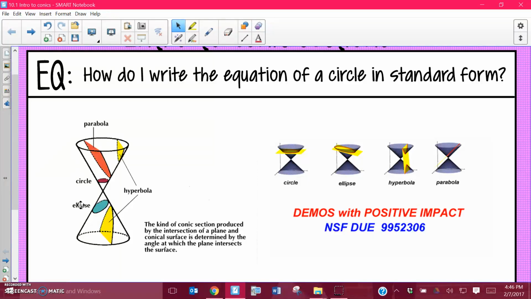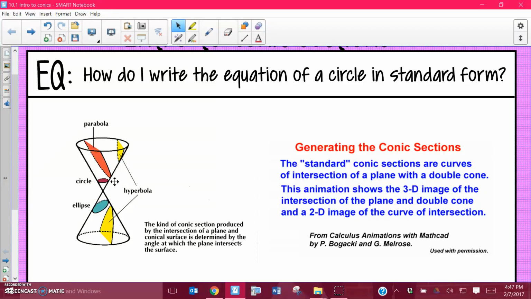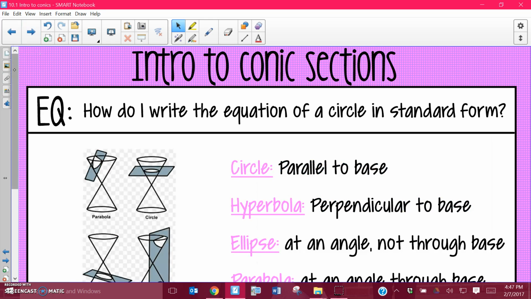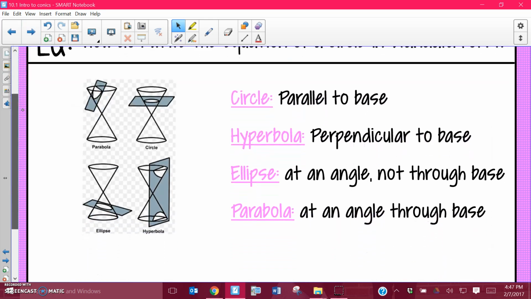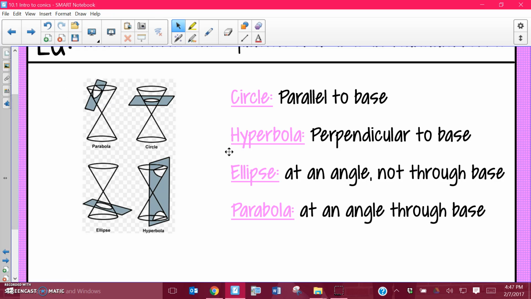If I look at this picture, we can see that too. We have our hyperbola when it's cutting through both cones. Then we have the parabola going through one cone, the circle when it's exactly parallel to the base, and the ellipse when it's not parallel to the base. In our foldable, we have another picture, which I think is a little easier to see because it's only one per set of cones.